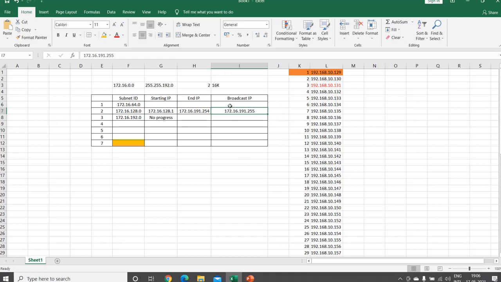Now in the same way we can fill it for the first line. 172.16.127.255. This is the broadcast IP for the entire network. Whereas here, this will be the previous IP, 172.16.127.254. So this is the last IP, and the first IP would be 172.16.64.1. Okay, now the subnet table is ready. Just by doing minus 1, minus 1, I just brought it here.